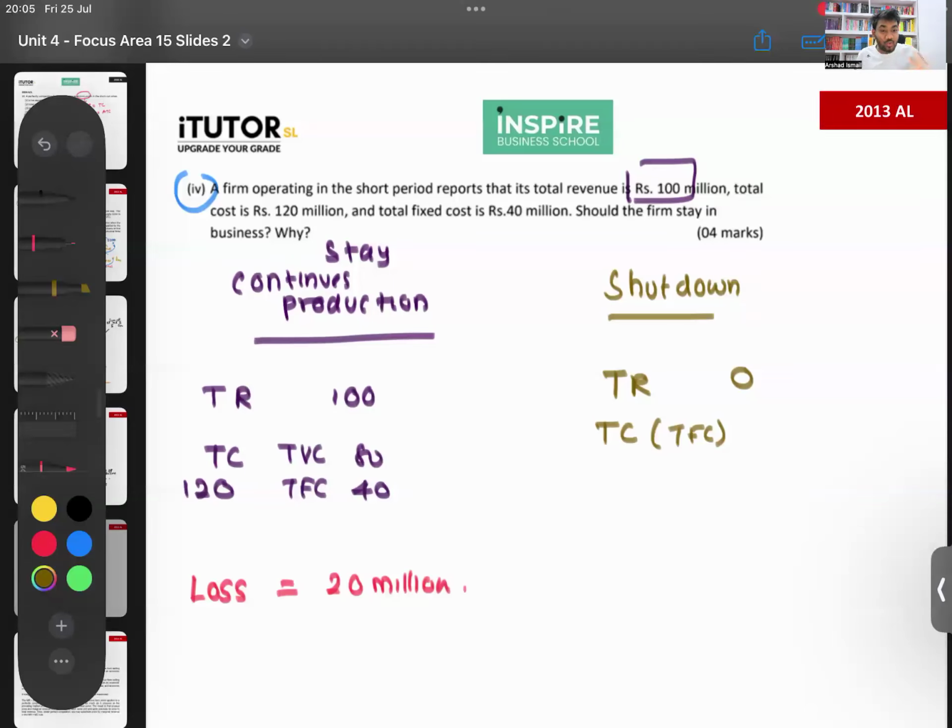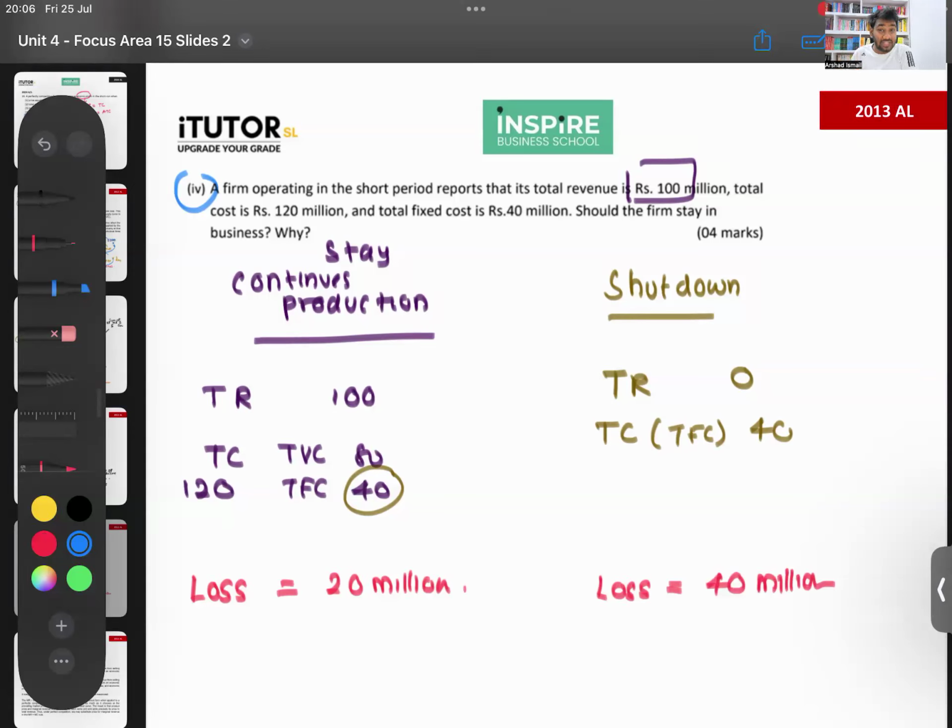So fixed cost you have to pay. Even if you shut down, you have to bear your fixed cost. The variable cost you can avoid. So your fixed cost in this example is 40. How much is your loss then? If you shut down in my story, your revenue is 0, your cost is 40, you make a loss of 40 million. So which one is better? Do you continue and make a loss of 20 million, or do you shut down and make a loss of 40 million?